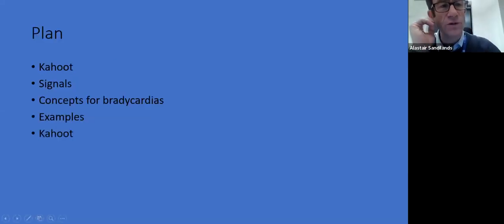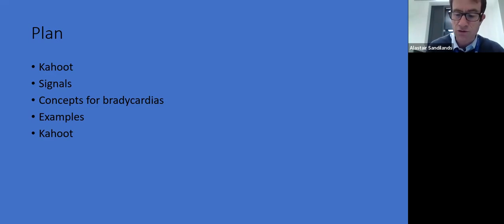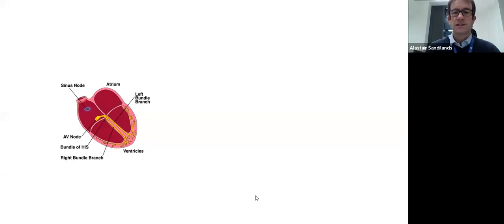So we're going to start off with Kahoot this evening. I want to have a look at some concepts about bradycardias that we can try and test, and just introduce yourself to them, just trying to see what you know. We'll talk about the important signals for bradycardias, and again, probably recap a little bit of last week. Again, go through the concepts of bradycardias with the aid of diagrams, go through the examples, and finish with some Kahoot again at the end.